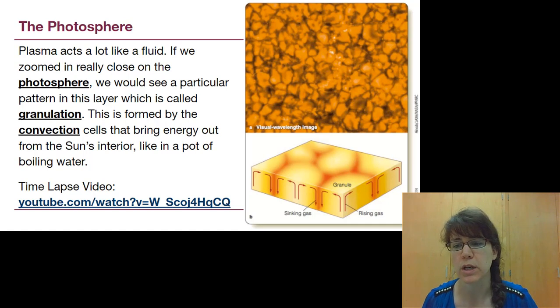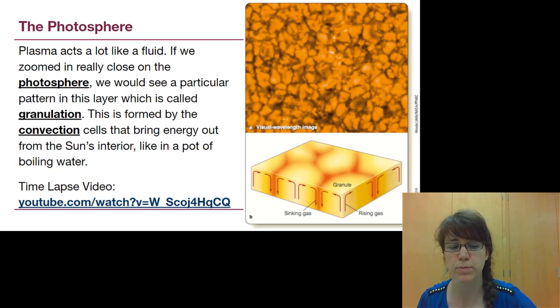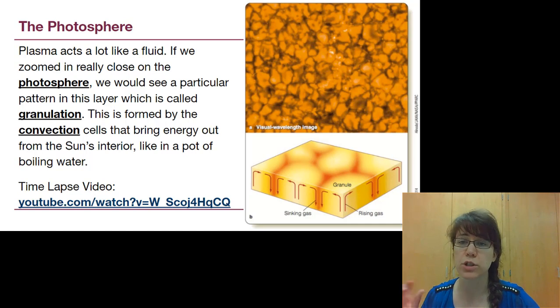And that's what the bottom is here to show us. You can watch the time-lapse video of this. The link is clickable on the posted slides. And it's just going to show us this in motion. It's an hour's worth of observation in just a couple of tens of seconds.